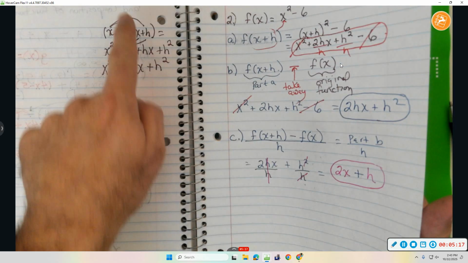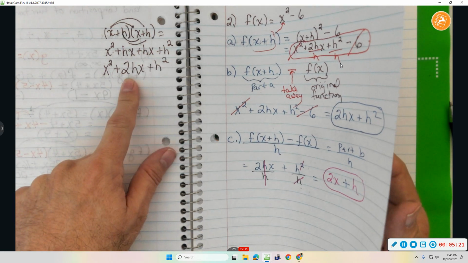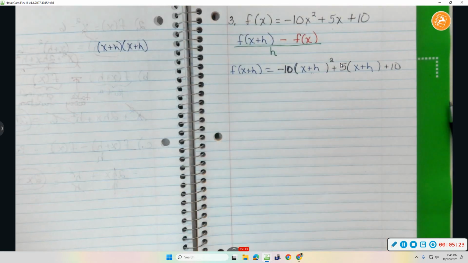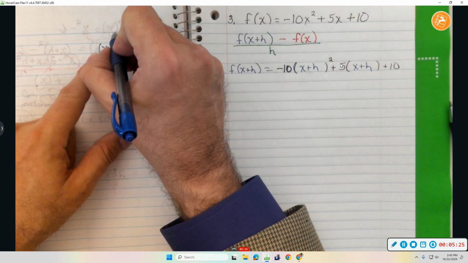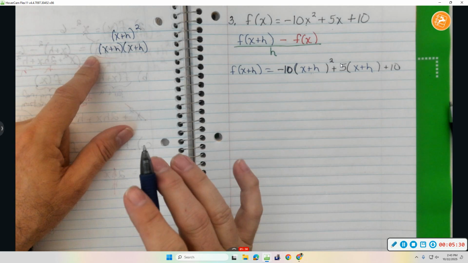I could just look back over here where I spoiled out x plus h. I think it's a good idea for them to do it again. Let's just practice doing it once more. This is where I'm calculating x plus h squared. This is my scratch work.